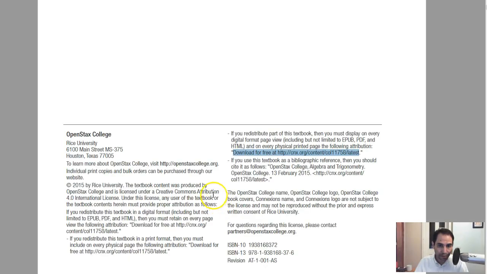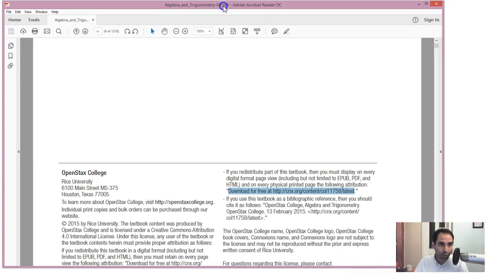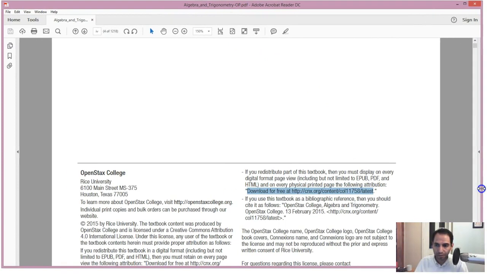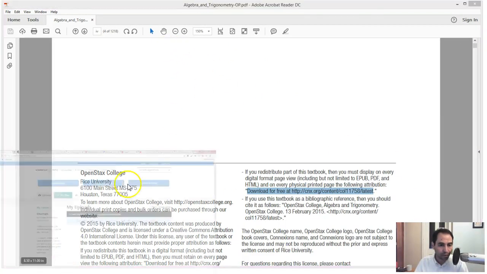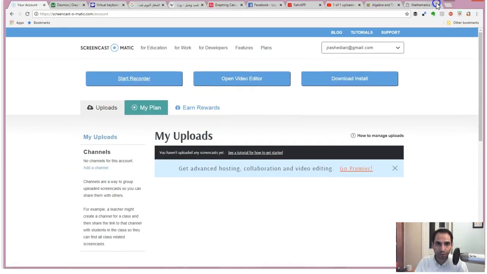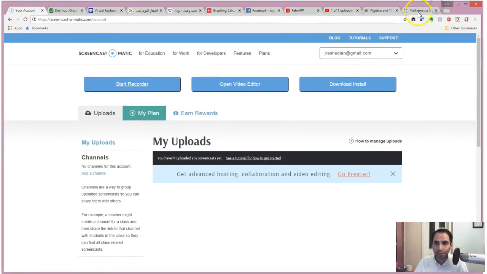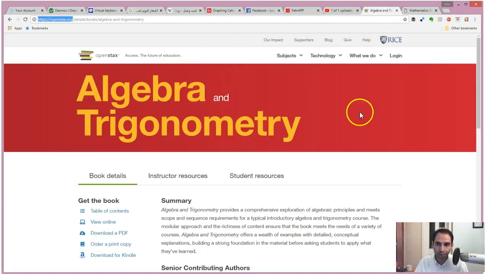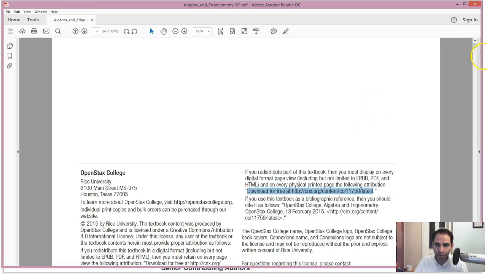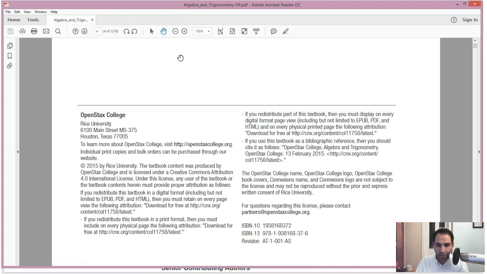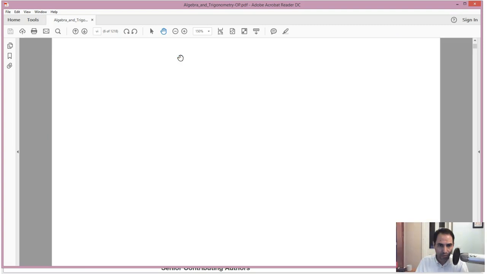So this course is based on a book from openstax.org. The name of the book is Algebra and Trigonometry, and the book has all of these chapters.